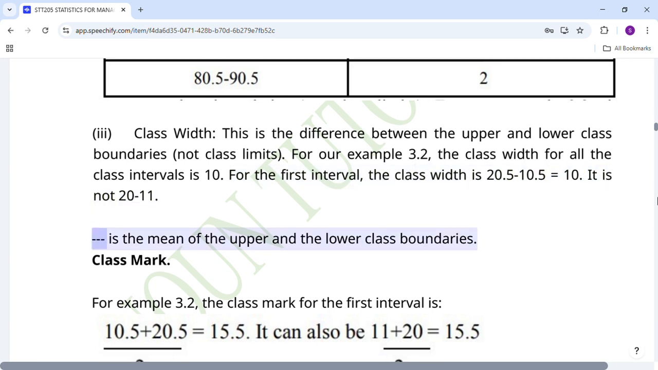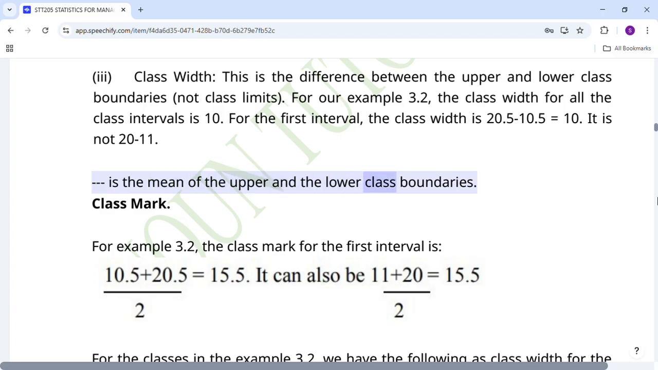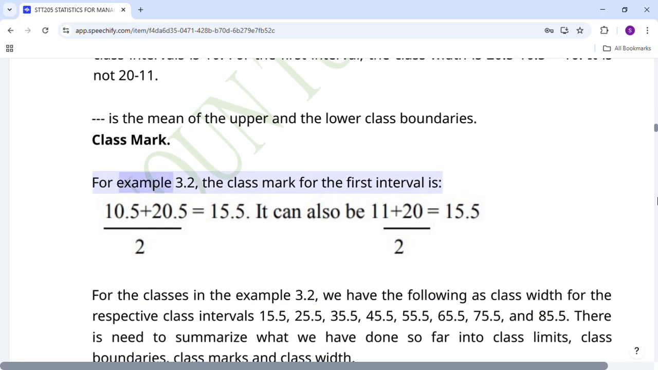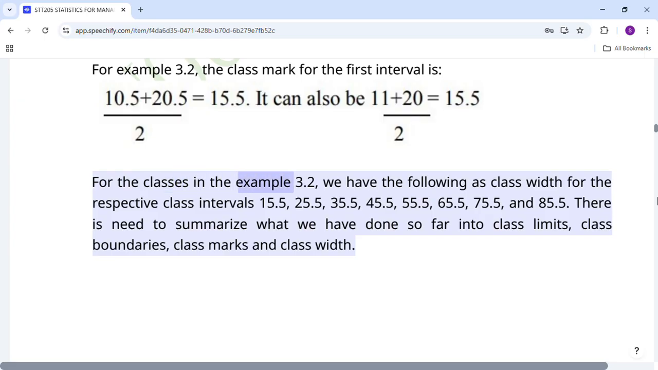The class mark is the mean of the upper and the lower class boundaries. Four, class mark. For example 3.2, the class mark for the first interval is 15.5. For the classes in the example 3.2, we have the following as class marks for the respective class intervals: 15.5, 25.5, 35.5, 45.5, 55.5, 65.5, 75.5, and 85.5.